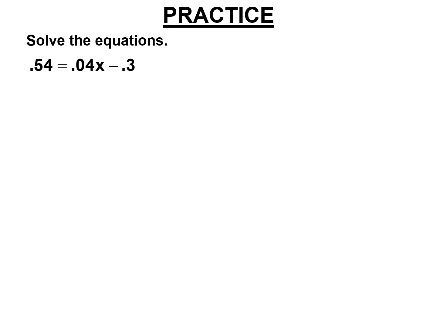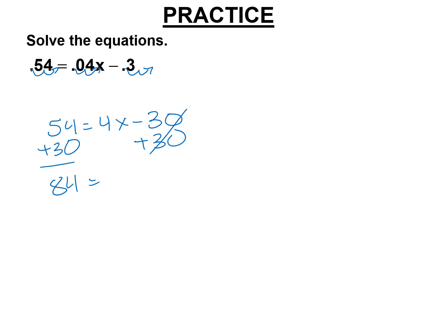So we're solving this one. We're going to have to move it twice there. So we move it twice there and twice there. So 54 equals 4x minus 30. Add 30 to both sides. 84 equals 4x. Divide by 4 both sides.